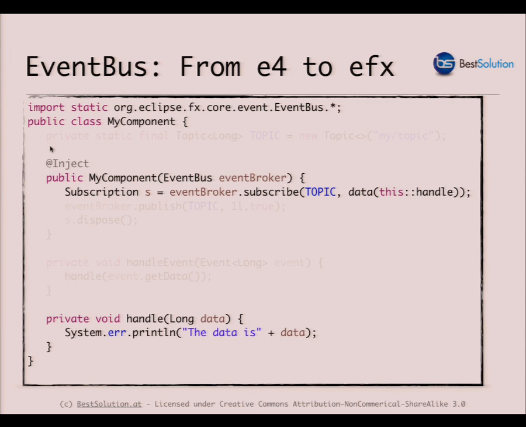Finally, you can make your code shorter with static imports. The handle method has to know about the event. You can use the data method from the static import to get, in this case, a consumer of type long, which is wrapping an event of type long and calling this method for you. So this is the code you finally end up with for subscription. Type safe, small, concise. No OSGi dependency.